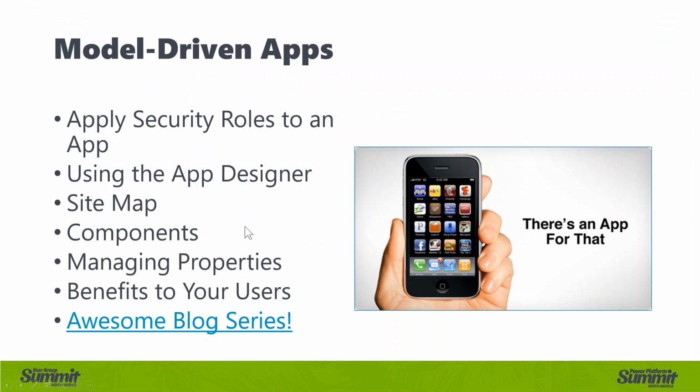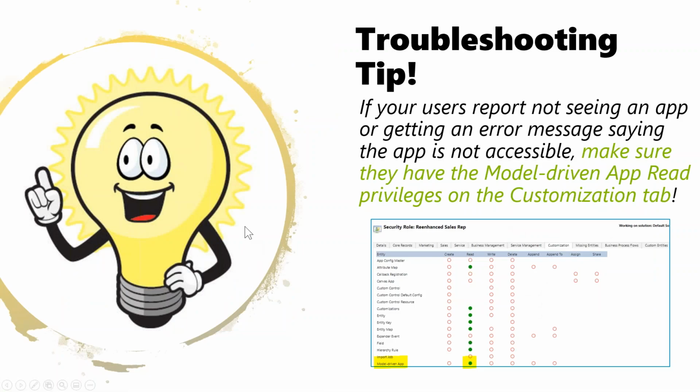So one thing I want to talk about is a troubleshooting tip. If you ever hear from your users that they can't see an app in My Apps, or they're getting an error message saying it's not accessible, the very first thing you should do before spinning too many wheels is go into their security role and make sure the model-driven app read privilege is right here on the customization tab. That can save you a lot of time and a lot of headaches. In the security realm for model-driven apps, in order to build the app, you either need this little green bubble next to that, or the create privileges on your security role, or be a system admin or system customizer.